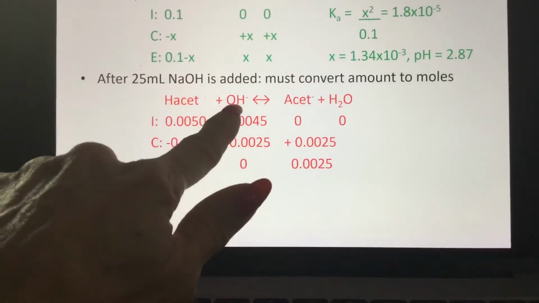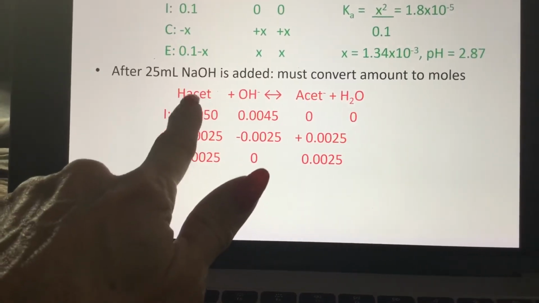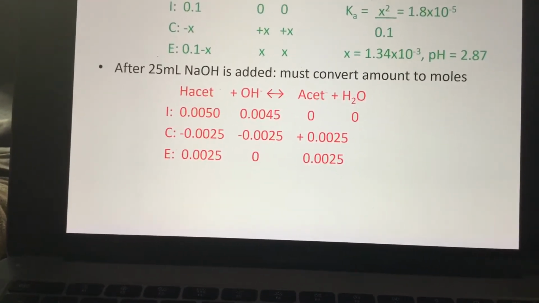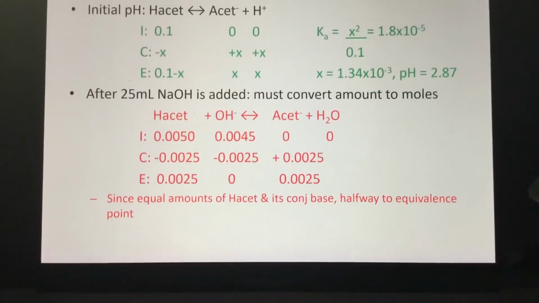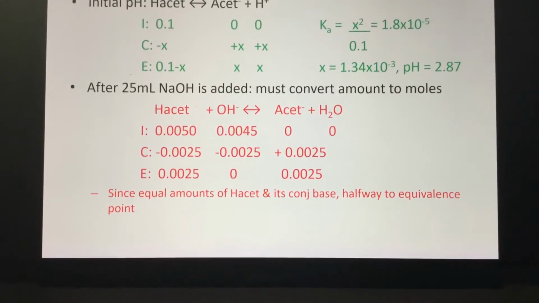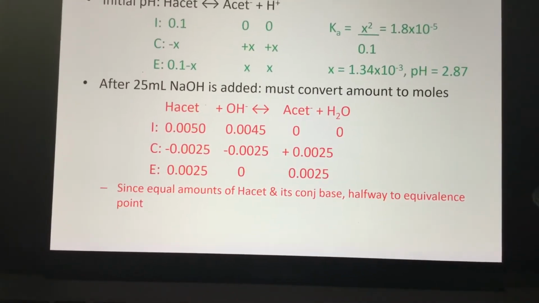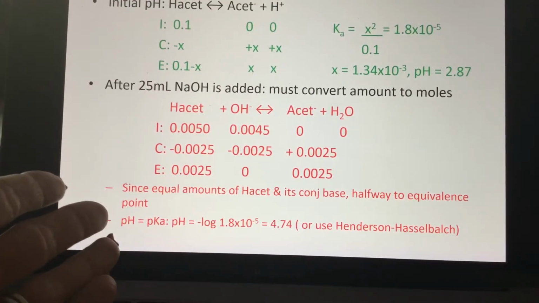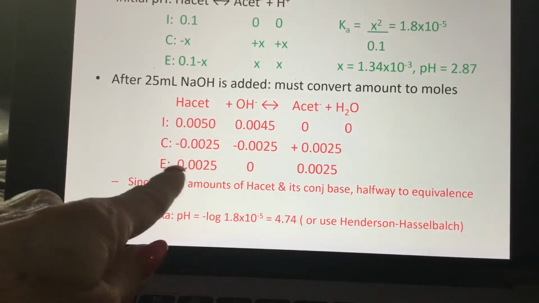There's no hydroxide ion. It got all used up to make water, and half of the original acid is now the conjugate base, the acetate ion. Since we have equal amounts of the acid and its conjugate base, it's halfway to its equivalence point. I just chose 25, so it would be halfway to its equivalence point.